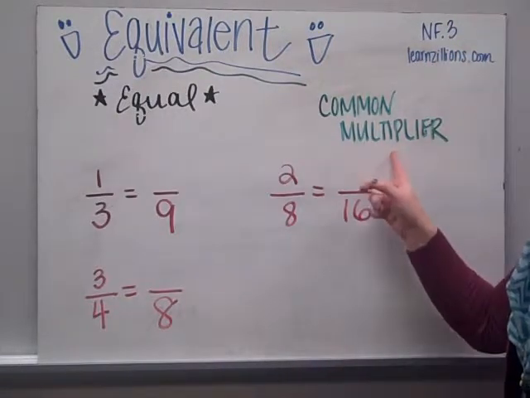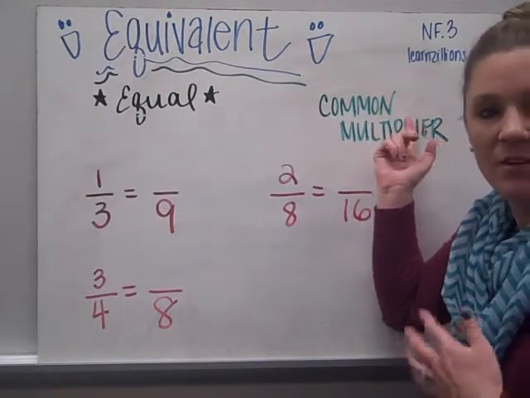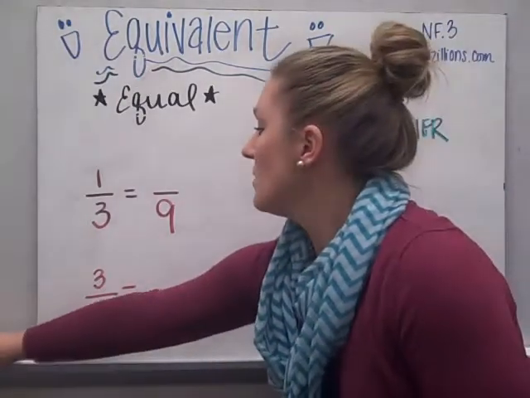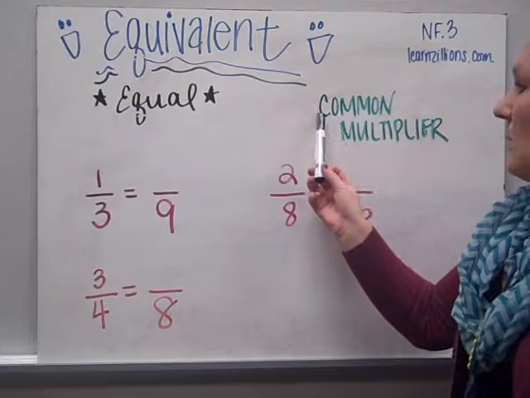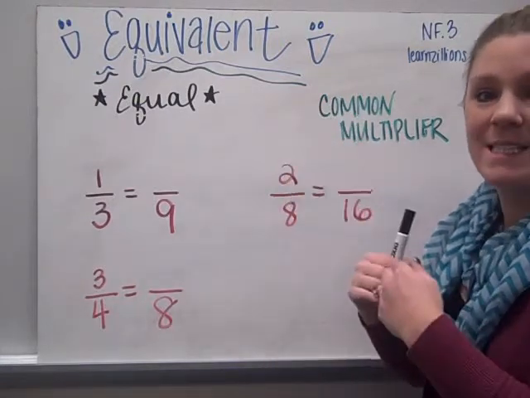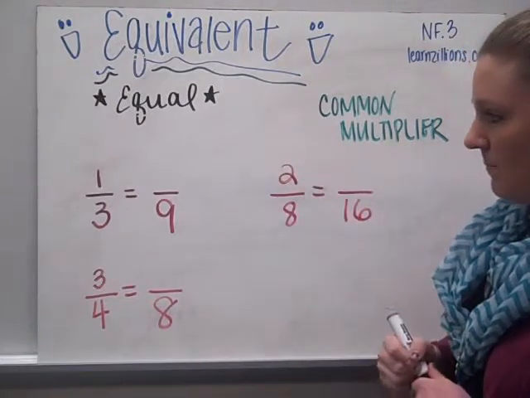Okay, now we have talked about this common multiplier, and we've talked about when you have something in common with a friend or a neighbor, it means that there's something the same about you. So be sure to remember that. Whatever we multiply the denominator by, we're going to have to multiply the numerator by the same thing. We have to keep them in common or the same.